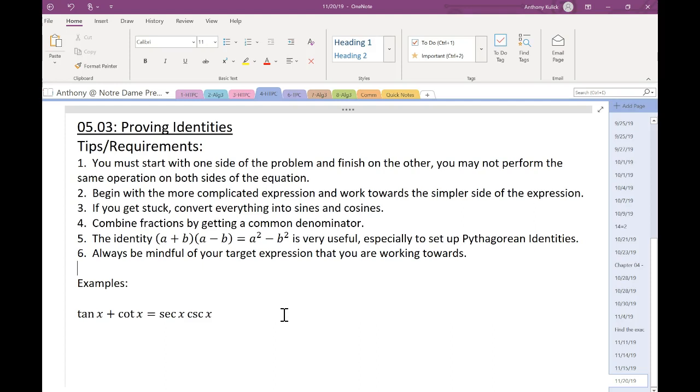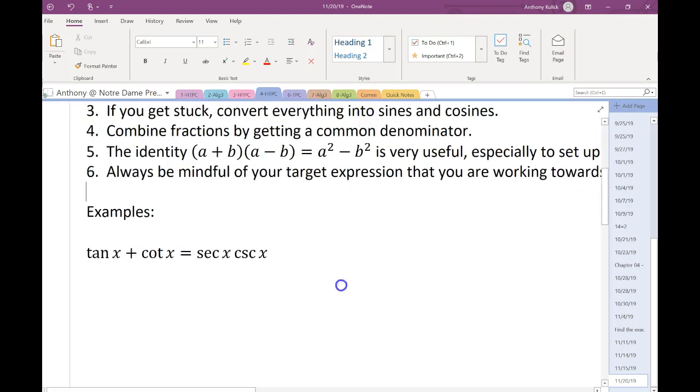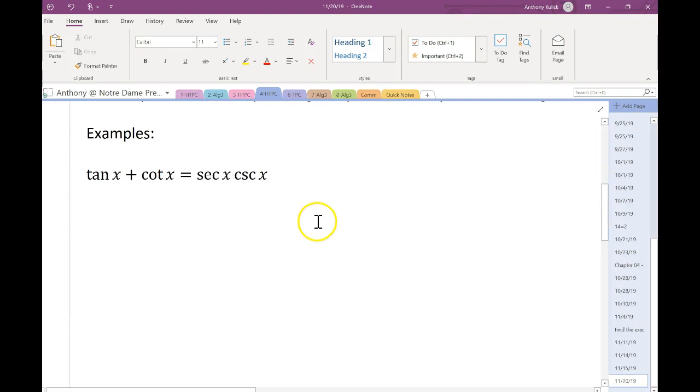At least it's there, right? All right. So let's take a look at this first example. The first thing we should do is decide which side of this identity to work on. We want to pick the more complicated side. Which side is the more complicated side?